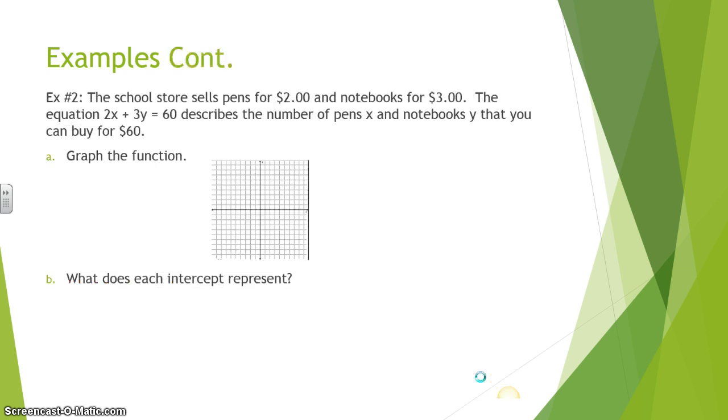The next example says the school store sells pens for $2 and notebooks for $3. The equation 2x plus 3y equals 60 describes the number of pens x and notebooks y that you can buy for $60. They want us to graph the function. Well, we can graph this by finding the x-intercept and the y-intercept like I did in the previous example. So I can write my equation here: 2x plus 3y equals 60.